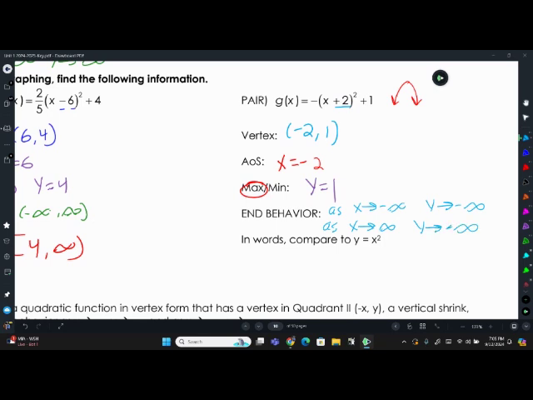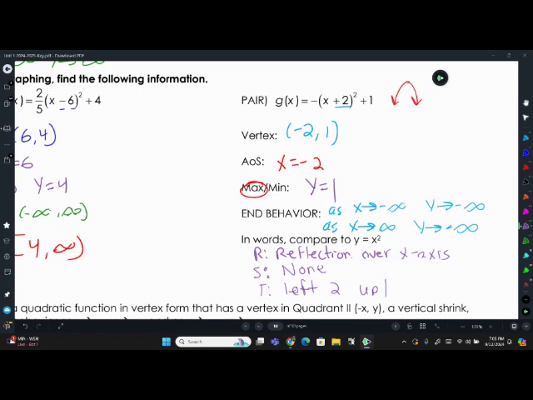And then comparing in words, that is RST. We do have a reflection over the x-axis. Shrink or stretch, because a is negative 1, there is no shrink or stretch. And then translation, we are left 2 and up 1.